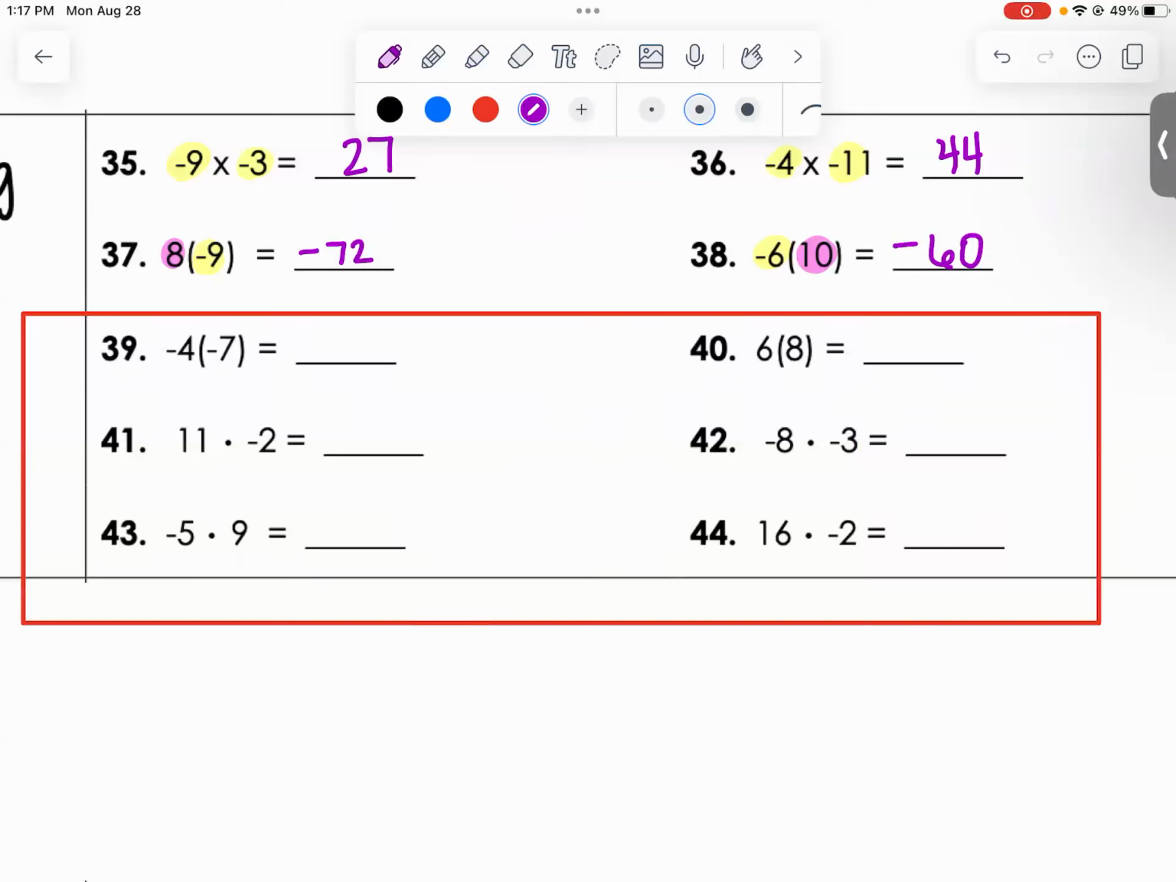What I'd like you to do is to compare answers with your neighbor. Since both of your neighbors are gone, compare your answers with your elbow partner or somebody sitting across from you.